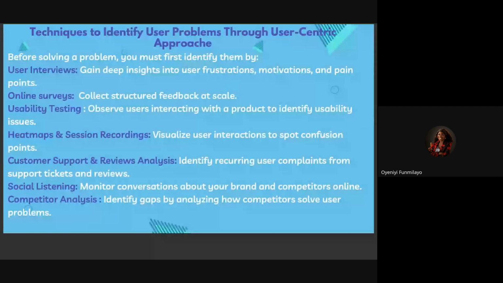Okay. So your heat map and session recording is very similar to usability testing, right? But the heat map is basically to spot the confusion, whether people even know that this thing will solve this problem. It's not even about usability today. Are they confused about how we built this thing?